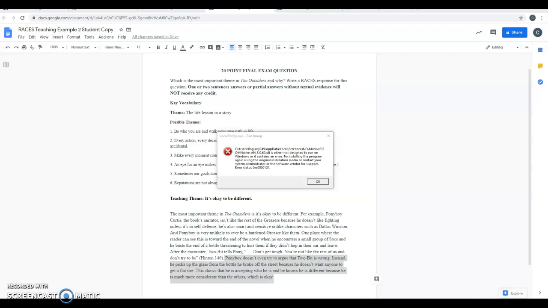Okay, so obviously that shows that he's a very compassionate person. He cares about others. He's considerate. So this shows that he is accepting of who he is, and he knows he is different because he is much more considerate than the others, which is okay. So that's all we need for that part. Now, the last step after we have explained is to provide a sum it up statement. So go ahead and do that now, and we'll see you when you get back. 3, 2, 1, pause.